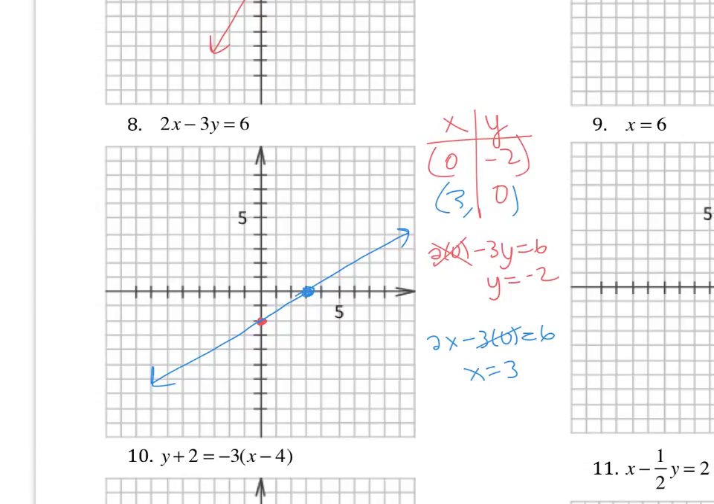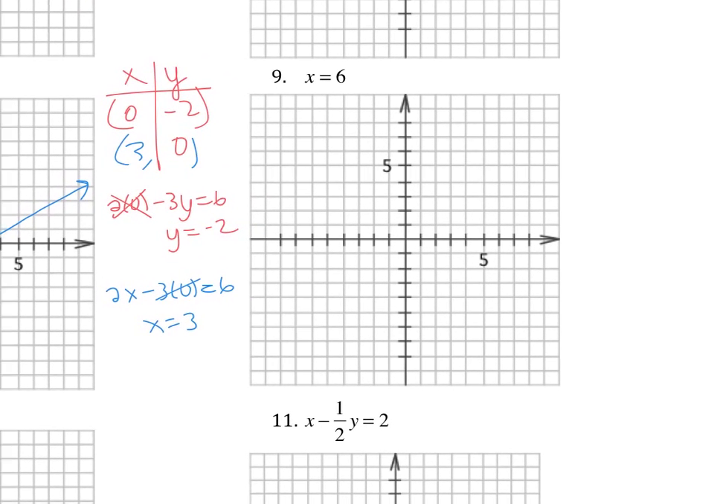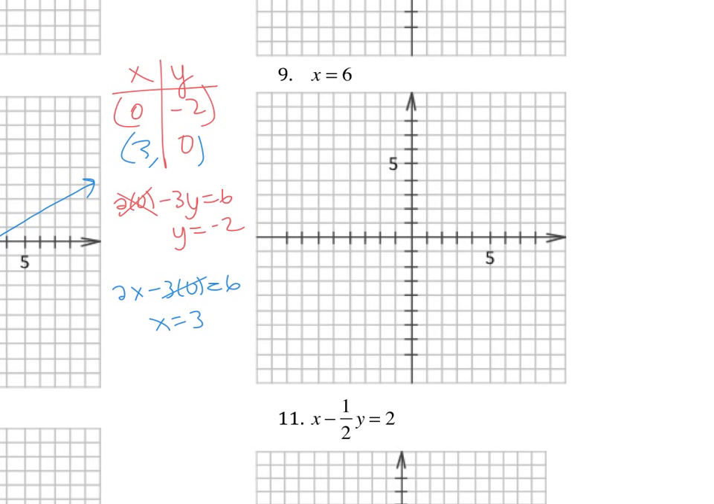Okay, we're almost done. We got 3 more graphs to go. Okay, x equals 6. X equals 6 is either a vertical or a horizontal line. Here's how I remember. Start at the origin. Now go to where x is 6. So 1, 2, 3, 4, 5, 6.